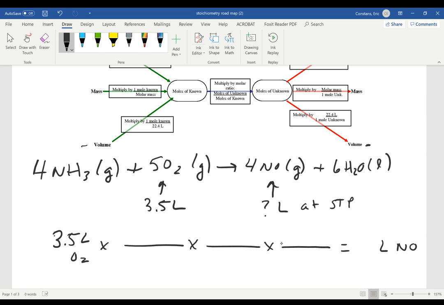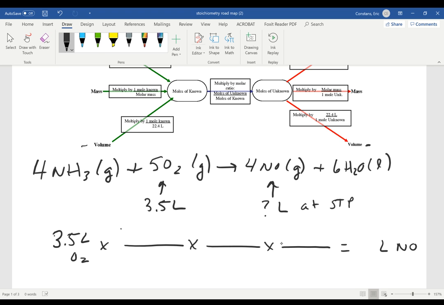Now, if we look closely at our stoich map, we can see that if we're starting with the given volume, that's our 3.5 liters, in order to get to volume of our unknown, we have to take these three steps. We have to multiply by 1 over 22.4, and then we have to multiply by the mole ratio of our unknown over our known. So that's always going to be a step in all of these problems. And then this last arrow here, we're going to then multiply by 22.4 over 1. So this is how this is going to be set up.